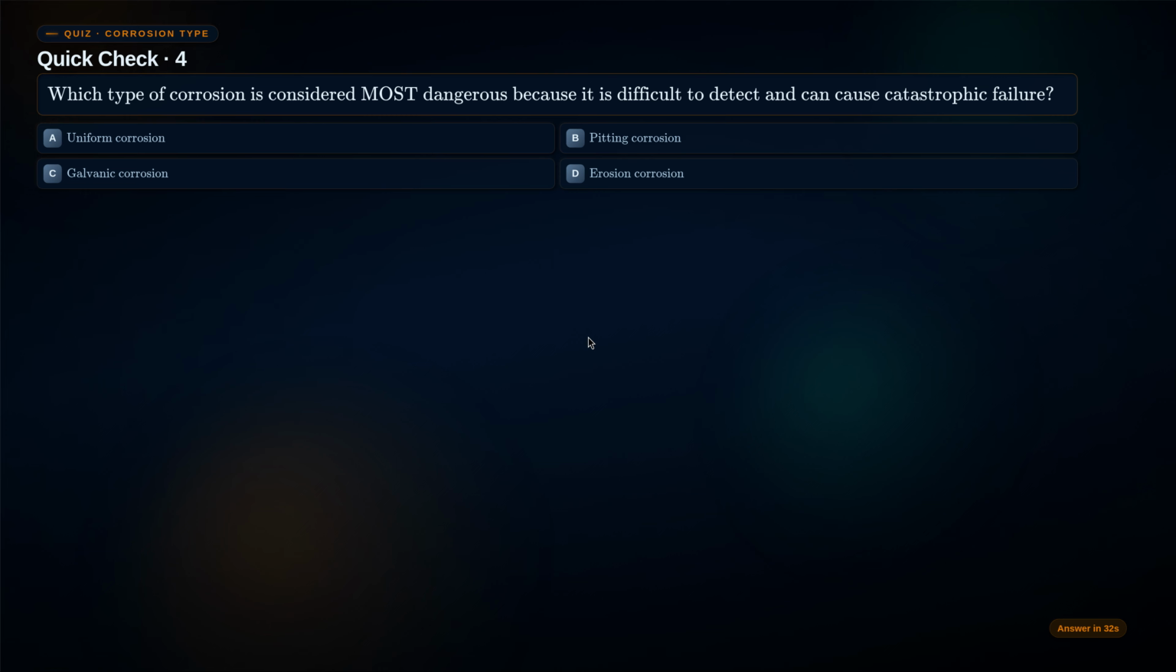Pitting produces small pits that penetrate deep into the metal with very little material loss visible on the surface. The pits act as stress concentrators and can lead to sudden catastrophic failure with little warning. Uniform corrosion is easy to detect and plan for.